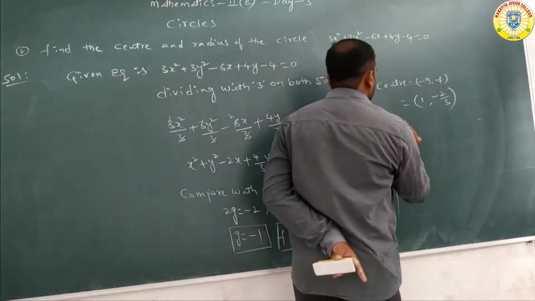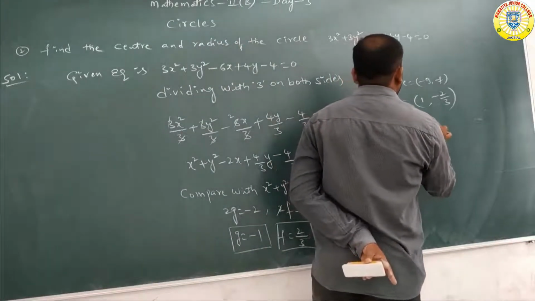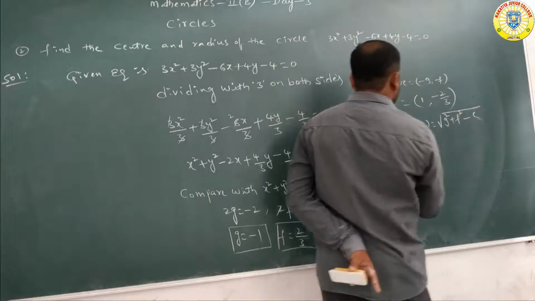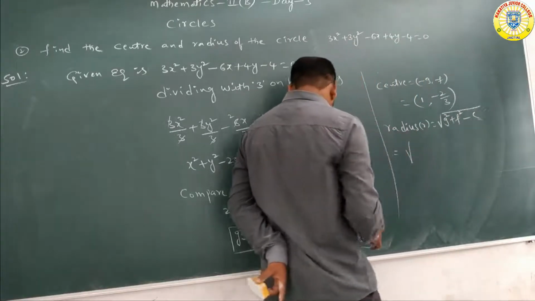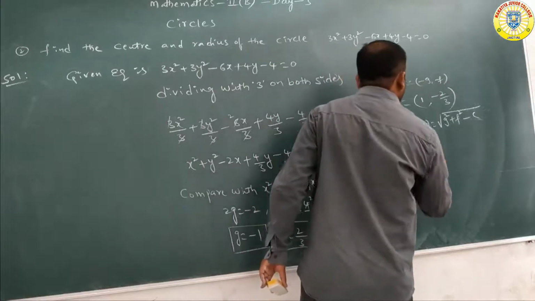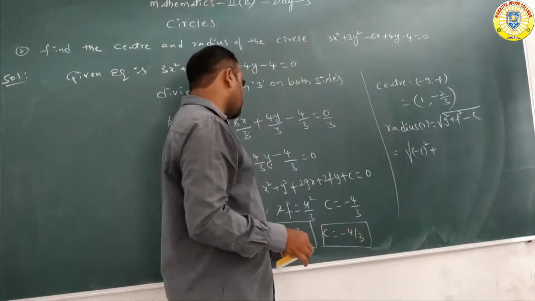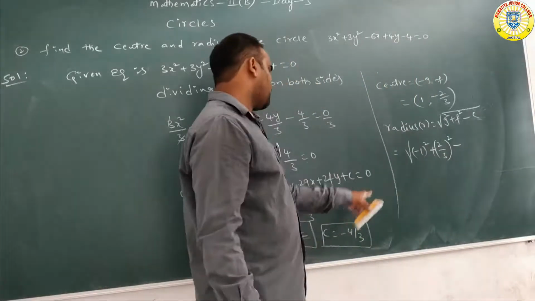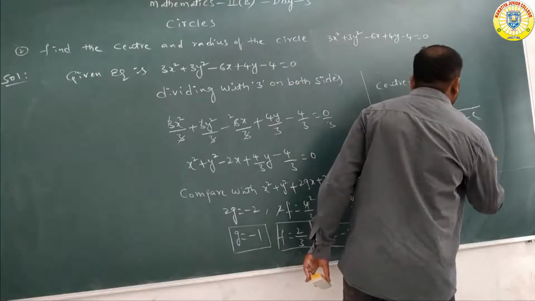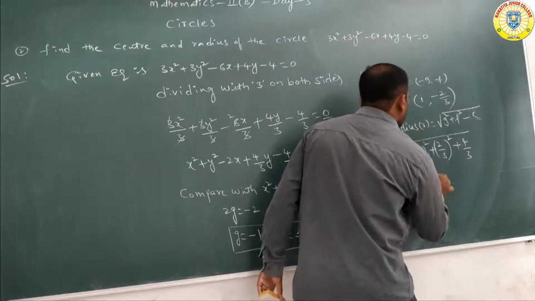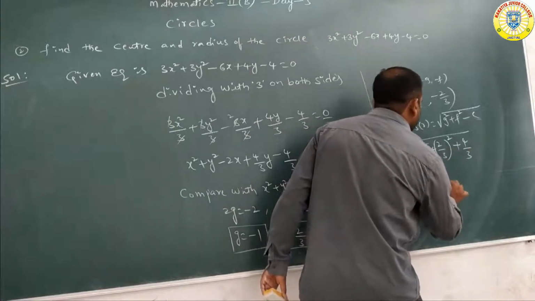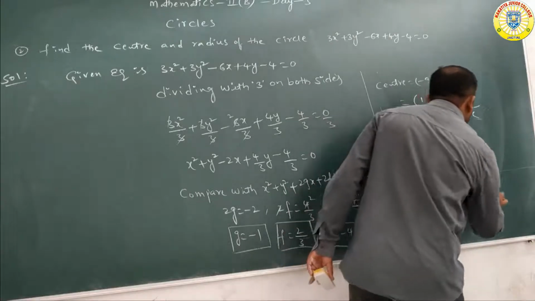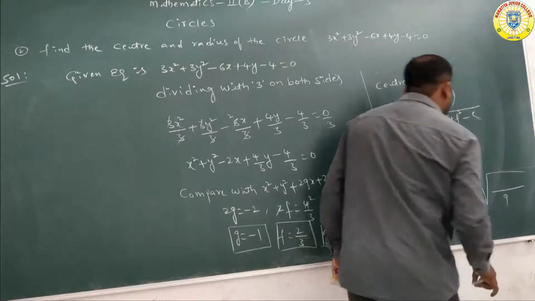And the radius. Radius r is equal to the root of g square plus f square minus c. So g is minus 1 whole square plus f is 2 by 3 whole square minus c, minus of minus 4 by 3, so we get plus 4 by 3. Under root: minus 1 square is 1, 2 by 3 square is 4 by 9, plus 4 by 3. Now what is the LCM value? 9 is the LCM value.